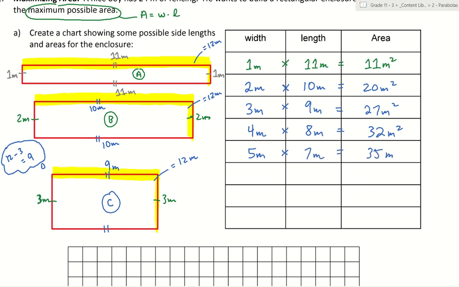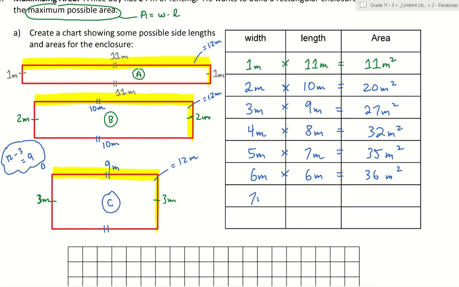35 meters. Okay, that's a little bit better. It's starting to kind of level off a little bit. 6 meters. 12 minus 6 is 6. So we have a square. Now a square is technically a rectangle, because all you've got to do to be a rectangle is have opposite sides of equal length and right angles, and a square fits the bill. So 6 times 6 is 36.